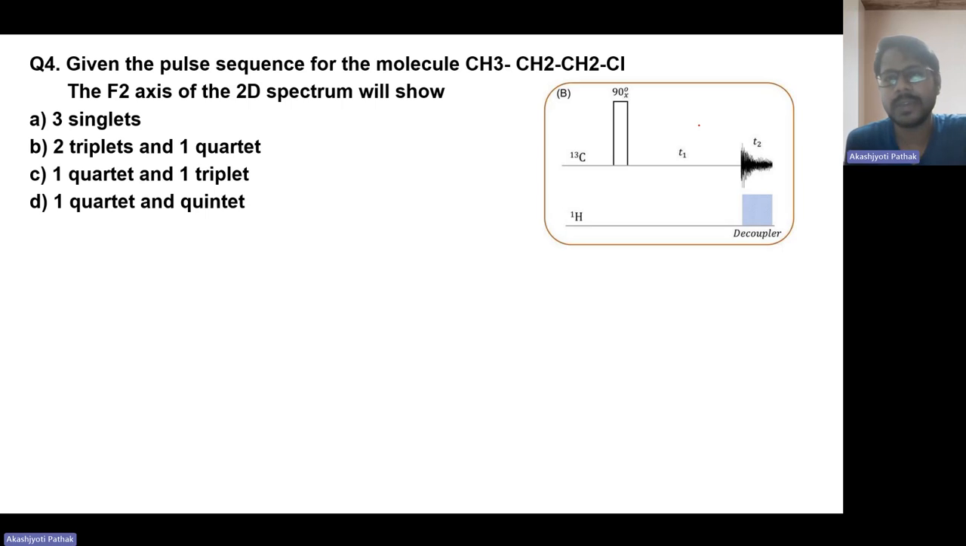So here a figure is given in this question. So this is the method of the pulse sequence that is followed for measuring the C13 spectra. You give it a 90-degree pulse in the X direction, then you allow a T1 time period, and then you detect the signal at T2. And then this H1 is decoupled. Okay, so you have to answer based on this one, this part. So what will you get?